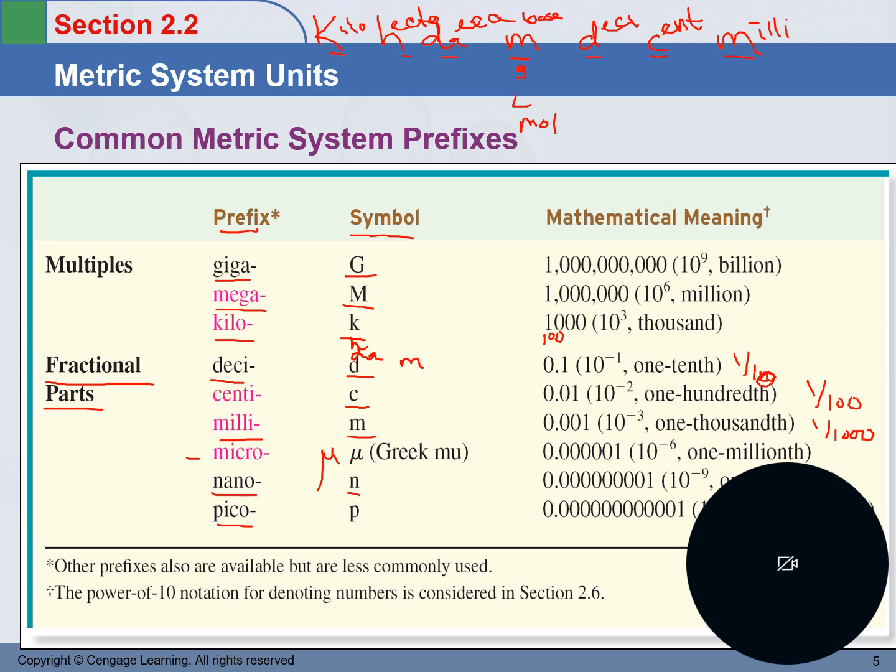And it also goes down by a 0 every time. So this is 1,000 here, 100, 10. This is our 1 spot right here. Then 1/10th, 1/100th, and 1/1,000th. And we'll see how to use that shortly and repeatedly throughout the semester.